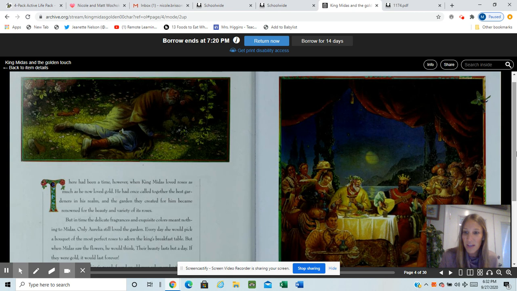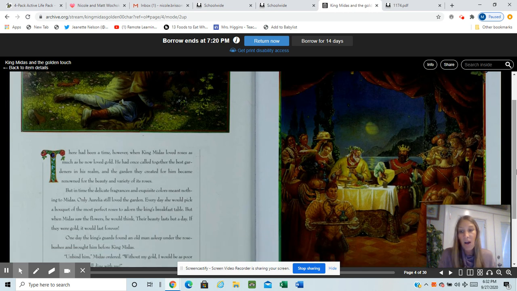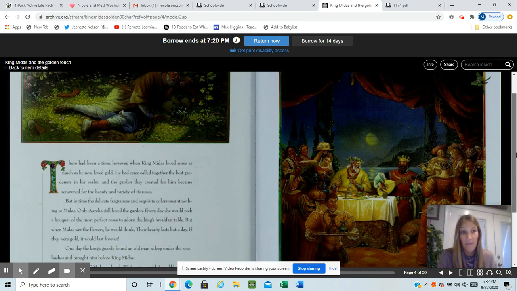We've learned so far that King Midas really loves gold and seems to talk about gold a lot, but he also seems like a kind man. He brought in this old man who doesn't seem to have a home. He fed him and entertained him. So he does have a kind heart. And here is the picture of this taking place, the dinner.